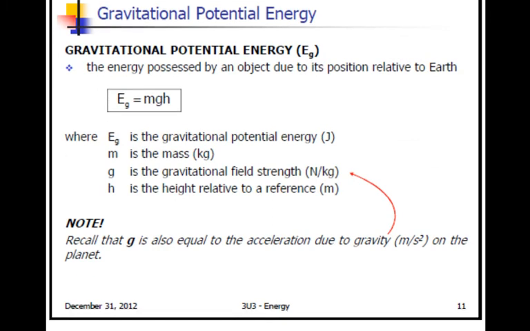So here is a slide to copy down for gravitational potential energy. It's the energy possessed by an object due to its position relative to Earth. Eg, the subscript is g for gravitational potential energy, and it's equal to mgh. The g is measured in newtons per kilogram, but it is equivalent to the acceleration due to gravity on Earth. So it could also be considered as meters per second squared.